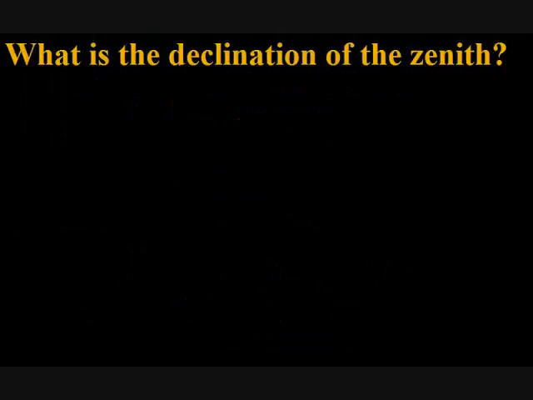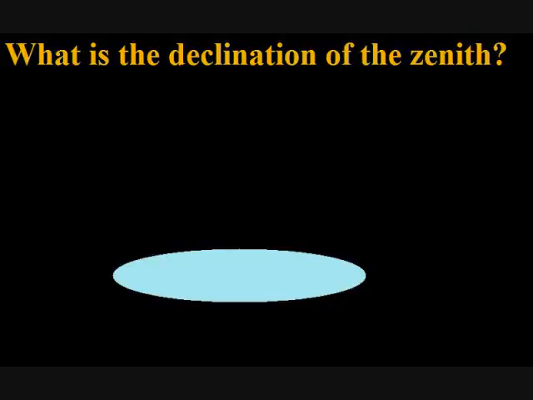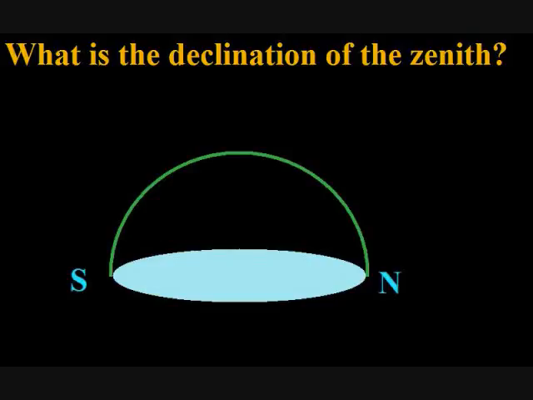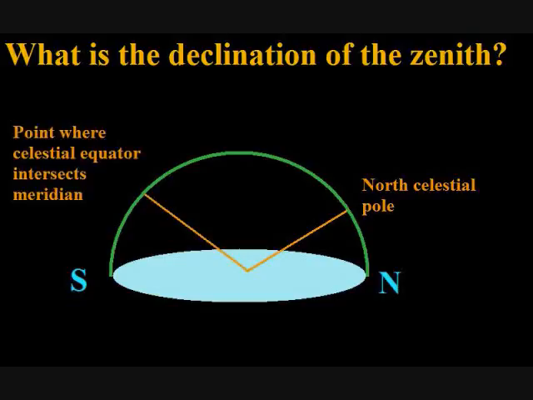What is the declination of the zenith? So draw the horizon, draw the meridian, label it north and south, draw a line from the observer to the north celestial pole, draw a line from the observer to the point where the celestial equator intersects the meridian, and draw a line straight up from the observer to the zenith. Then for convenience, draw lines on the horizon towards the north and south.